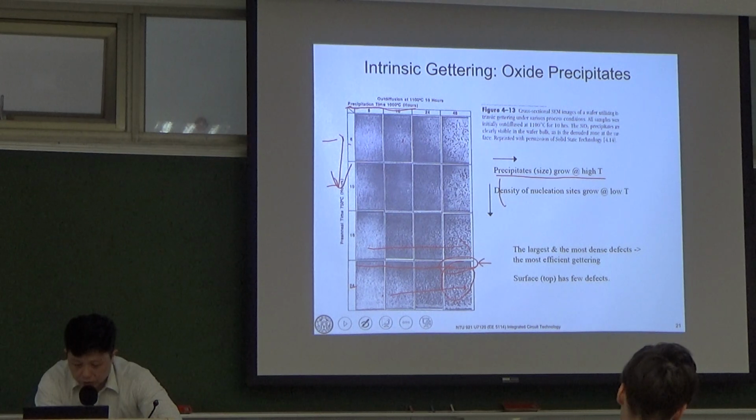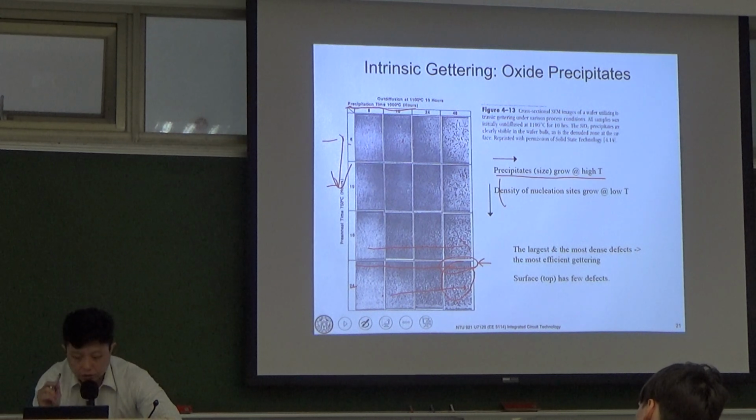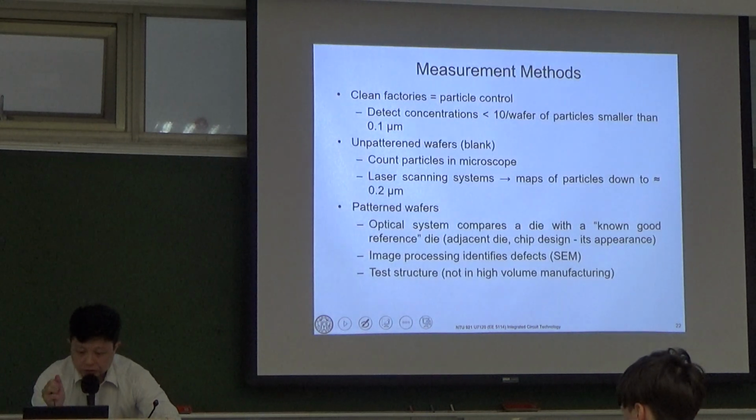Here is the clean region, right? Because those defects are inside the bulk region of your silicon wafers. But on top of the surface, it's very clean, right?